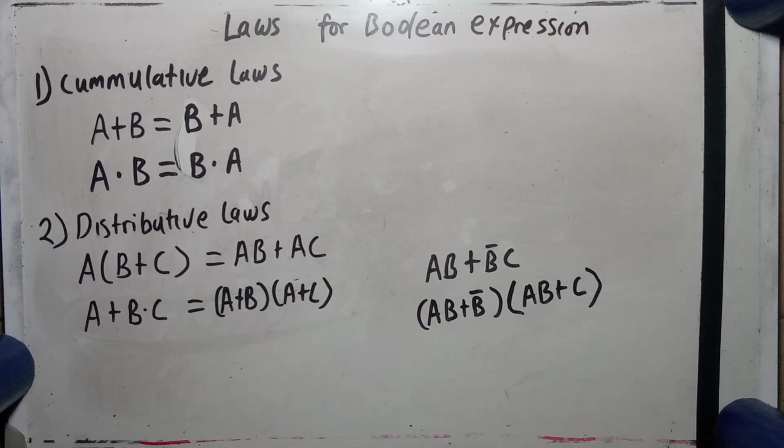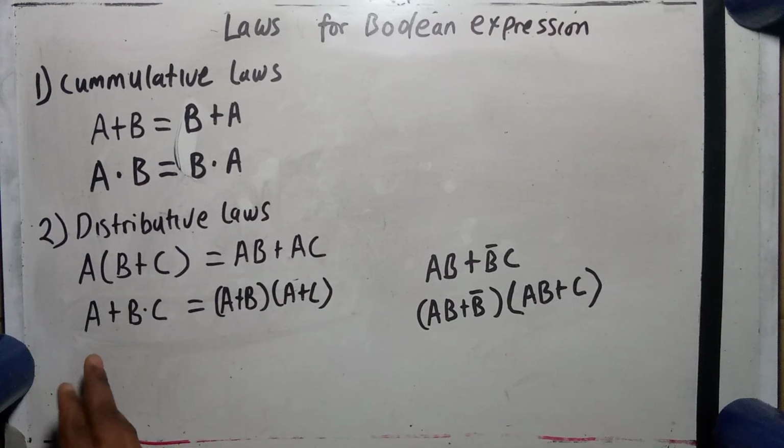This rule is mostly used in our POS, that's product of sum, when we want to find its canonical form. This is the popular law that is used in it.